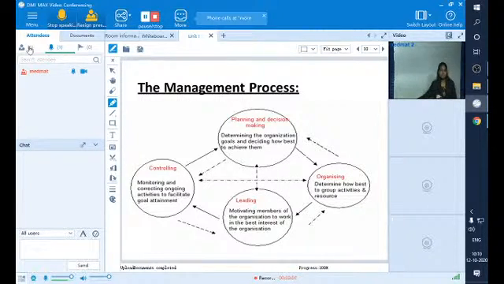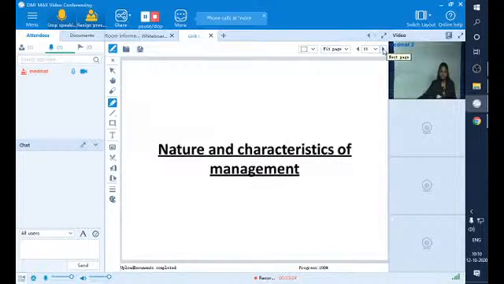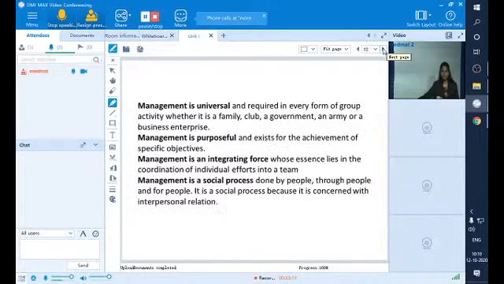Okay, then nature and characteristics of management. First of all, management is universal. So it is universal and recurs in every form of group activity, whether it is a family, club, a government, an army or a business enterprise. Okay, so management is universal.